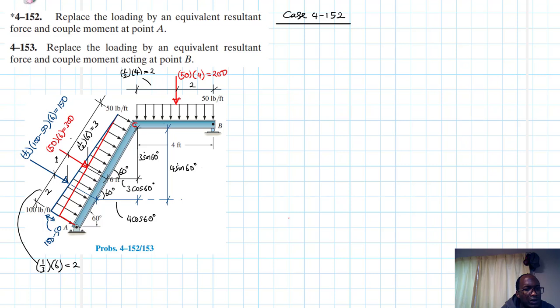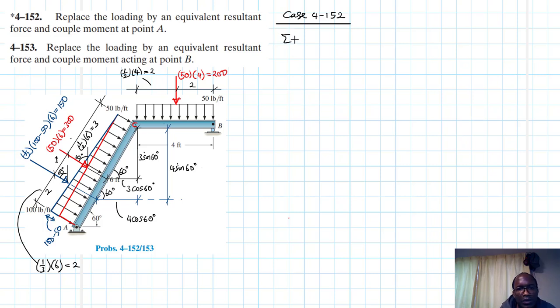We know that this particular angle is 60. Therefore, these angles here are also going to be equal to 60. This is 60, and this is also 60 degrees. So there are going to be components also there, which I have not indicated because of space.